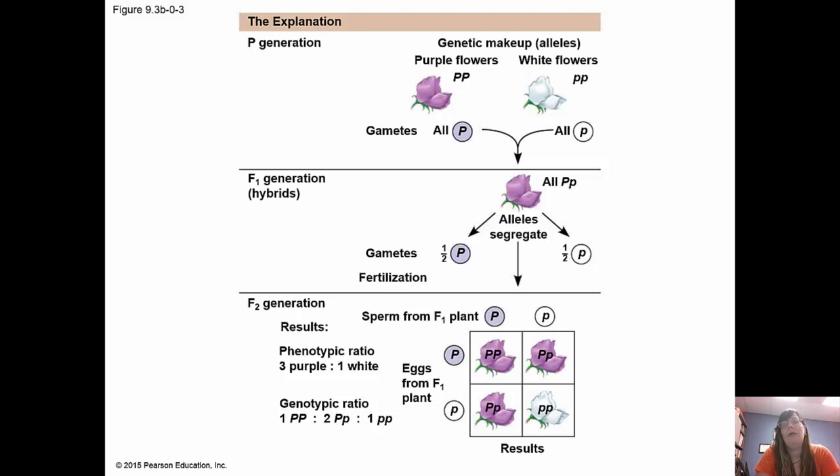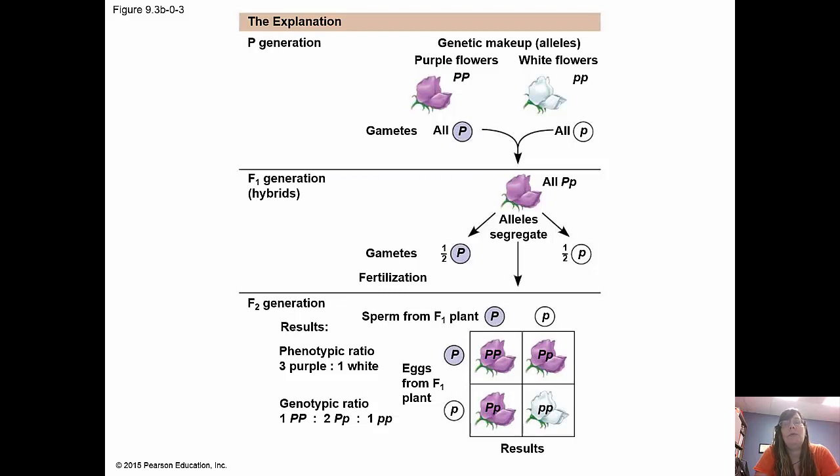When those alleles segregate from the F1 generation, you're going to have half be big P and half be little p. So when you put a Punnett square, which is the F2 generation down there, sperm can have a big P or a little p, and the eggs can have a big P or a little p. And then all you have to do is match up for each square.